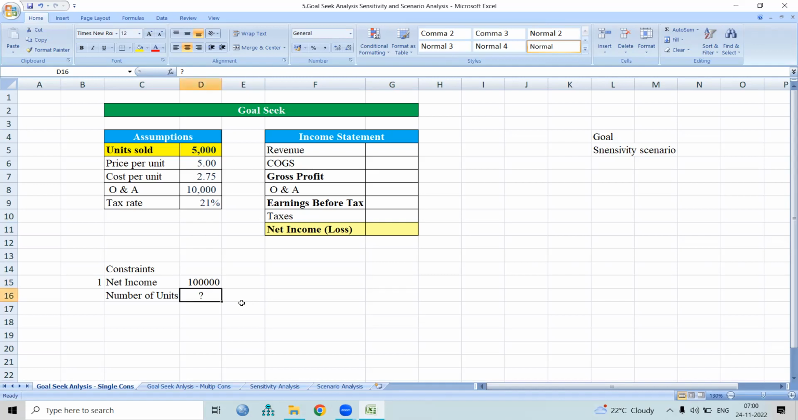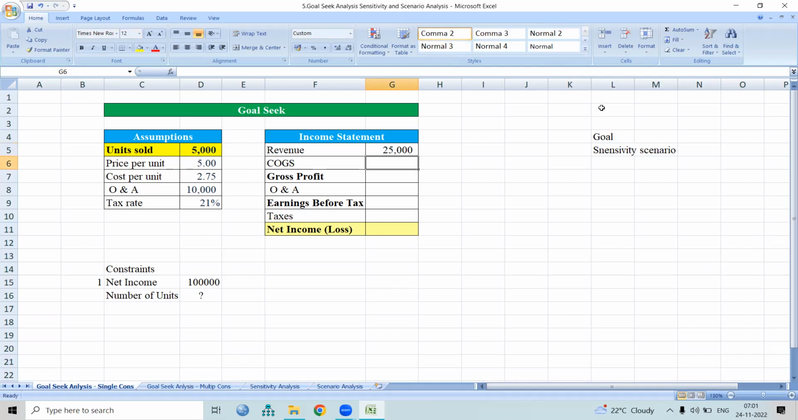Right. Now let's try to understand how many units should be sold to generate a net income of rupees 1 lakh. Let's use this equation. First, we build the equation. How do you find out the net revenue? Net revenue is the number of units sold, D5, multiplied by price per unit, D6. D5 into D6 will give us the total revenue.